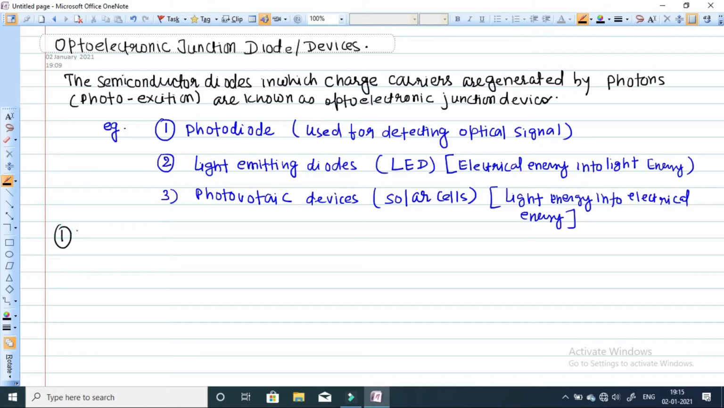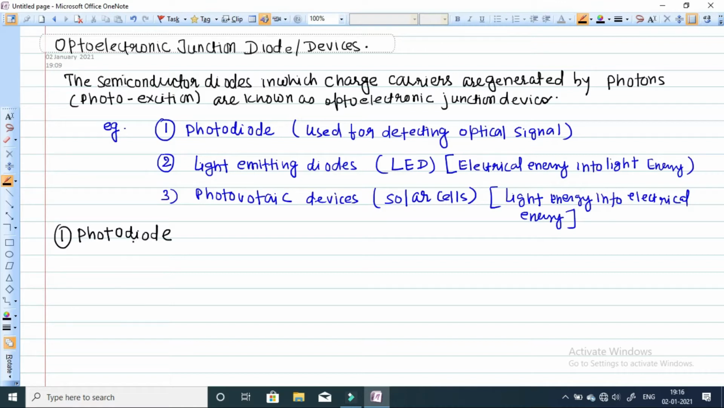The first is photodiode. So basically a photodiode is a special purpose PN diode which operates in reverse bias condition, when the light energy or the energy of the photon, we represent E is equal to h nu, greater than the energy gap E naught of the semiconductor, falls on the junction of the diode.